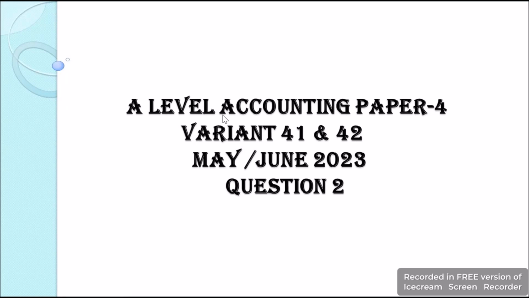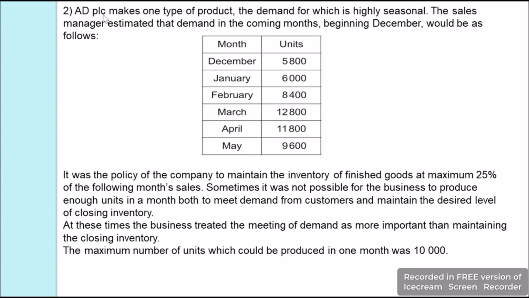In this video, we are going to do a question from paper 4, variant 41 and 42, May-June 2023, question 2. The question says that ADPLC makes one type of product, the demand for which is highly seasonal. The sales manager estimated that the demand in the coming months beginning December would be as follows. Month and units: December 5,800, January 6,000, Feb 8,400, March 12,800, April 11,800, May 9,600.